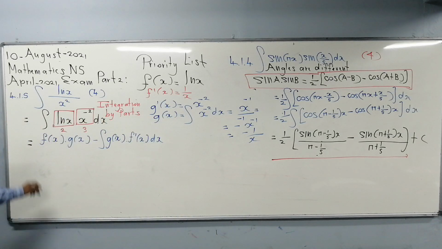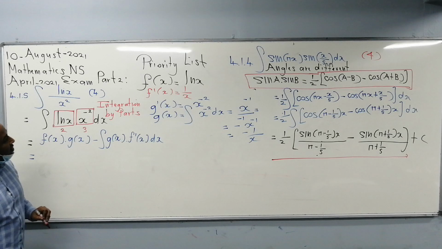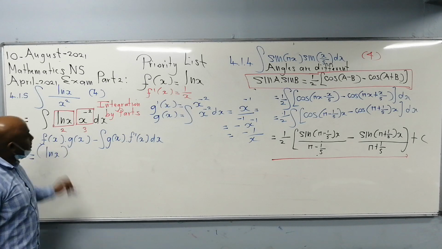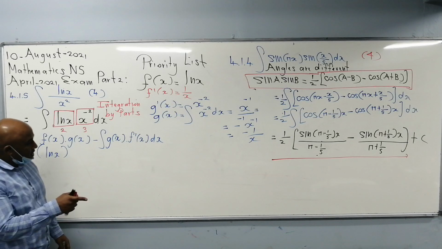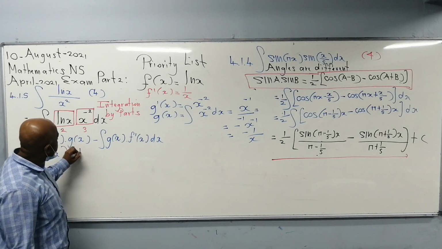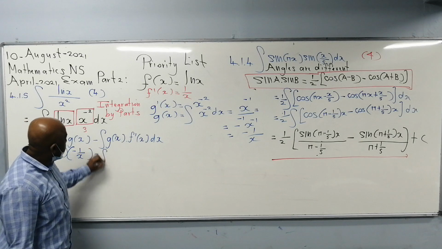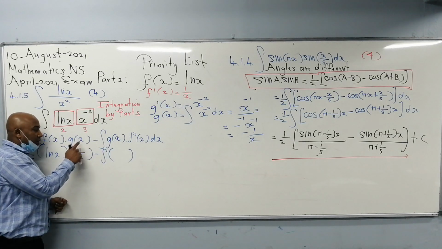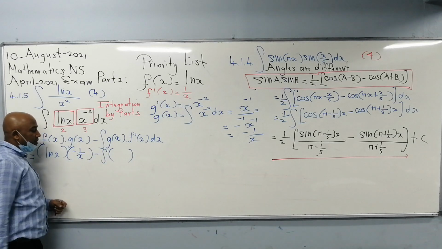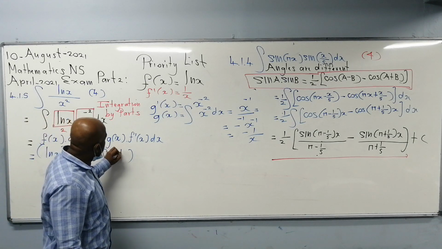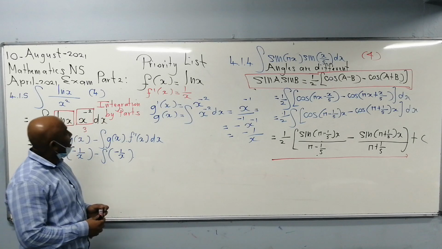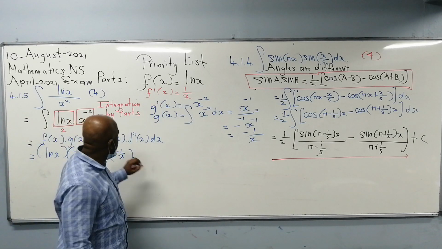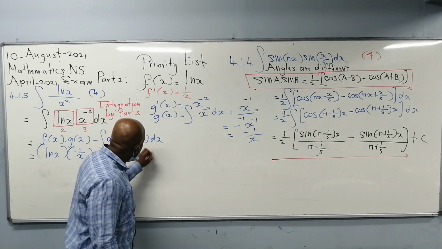Okay, now let's do the substitution. My f of x here is ln x, and g of x, there's my g of x there, which is minus 1 over x. Remember, g of x appears twice in the formula. Whatever you do here, you substitute the same thing this side here. So this is minus 1 over x. F prime x, the derivative of ln x is 1 over x also.